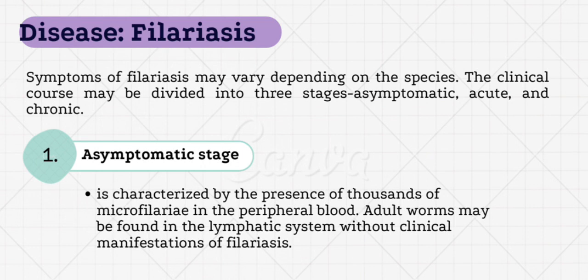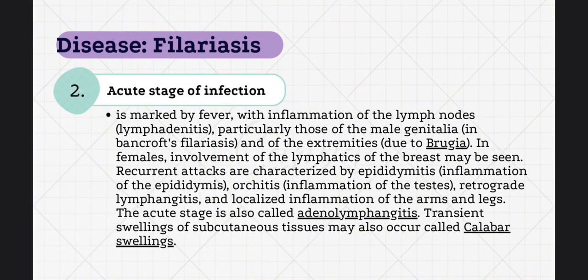Even though the person has worms in their blood and lymphatic system, they don't feel sick yet. Adult worms live quietly in the body, and the blood may have thousands of baby worms called microfilariae. The person can still spread the disease to others through mosquito bites. The next stage is the acute stage, or sudden illness. The body starts reacting to the worms.